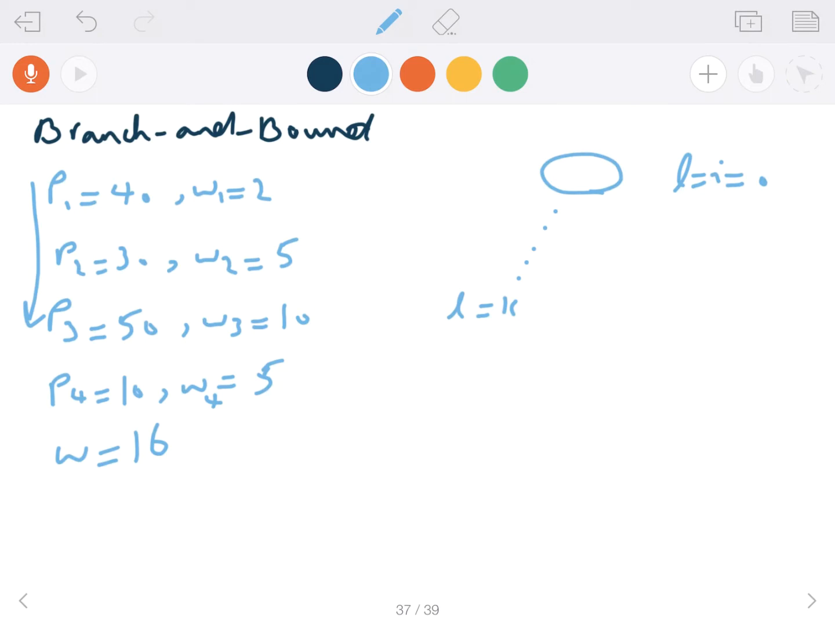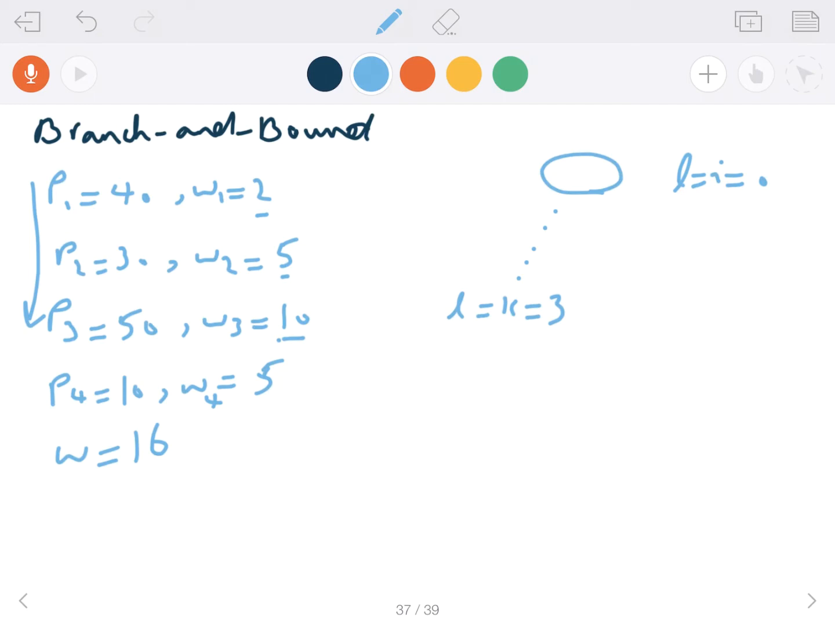Together we're going to have this formula for the bound. First, we need to define K. If you look at the weight, the maximum is 16. So 2 plus 5 is 7, and 7 plus 10 is equal to 17. So K is equal to 3 in this case, because after 2, 5, and 10, the total becomes 17, which is greater than 16. So K will be 3.